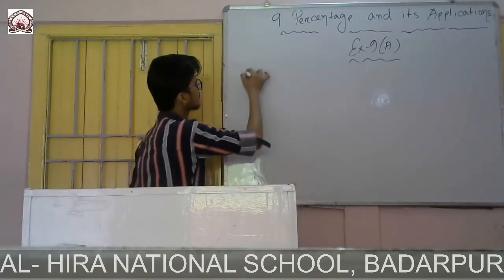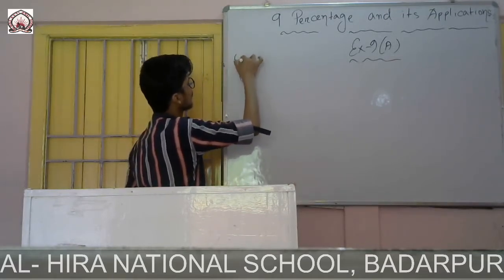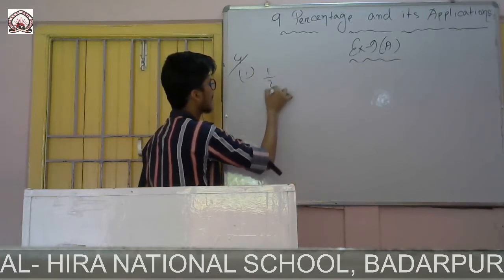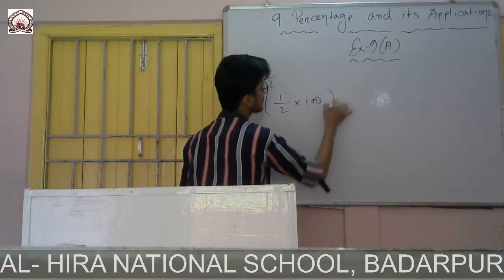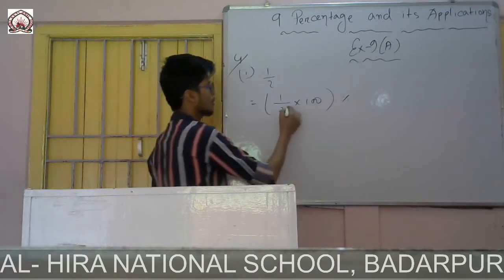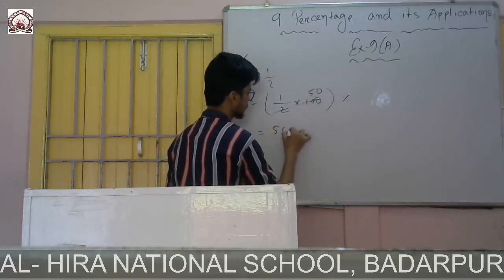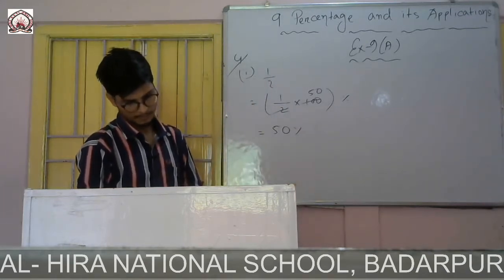First one, it is question number 4, Roman 1. It is given half. So half I can convert into percentage by multiplying it by 100 and then putting the percentage sign. So 2 50s are, that means 50 into 1, it is 50. So half is equal to 50%.